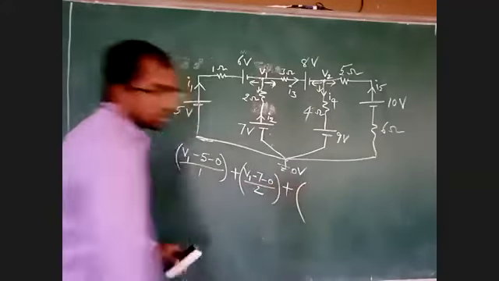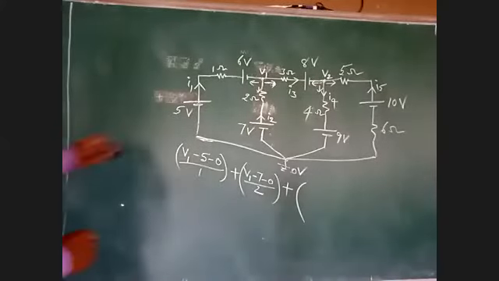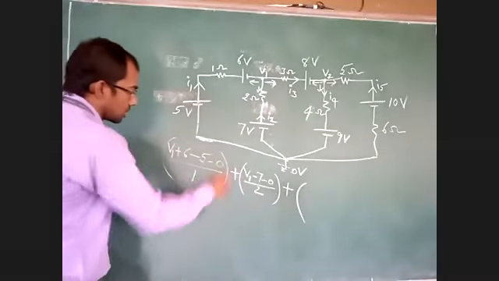Next. Any doubt? Sir, in the first one, write V1 plus 6 minus 5. Yes, sorry, I forgot to write 6. V1 plus 6: V1 is moving from minus to plus 6 minus 5 minus 0, divided by 1.